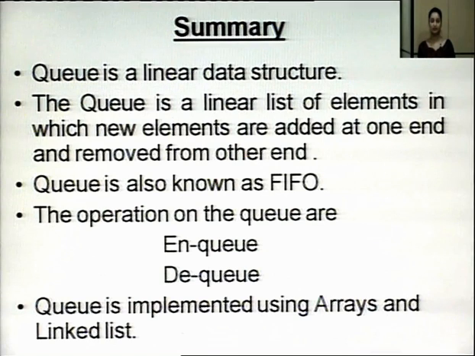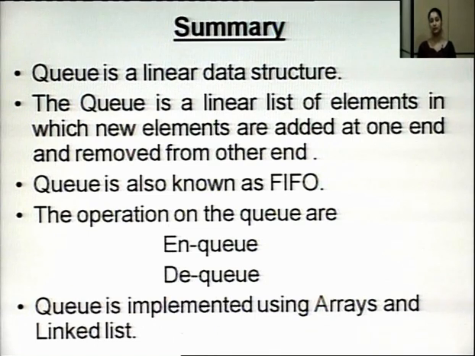Queue is a linear data structure. That means it is a data structure in which the operations are performed in a particular order. These are some of the points I discussed earlier; I just revise them. Secondly, it is a list of elements in which new elements are added from one end, which is known as the rear, and removed from the other end, which is called the front.